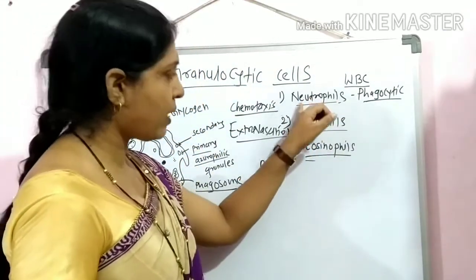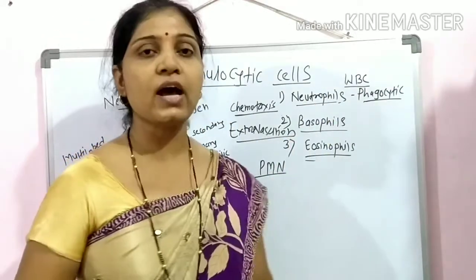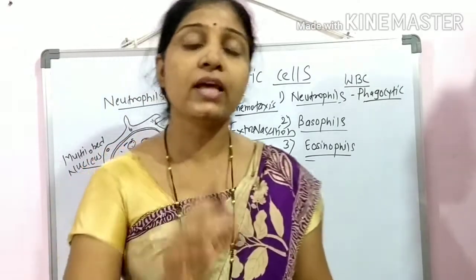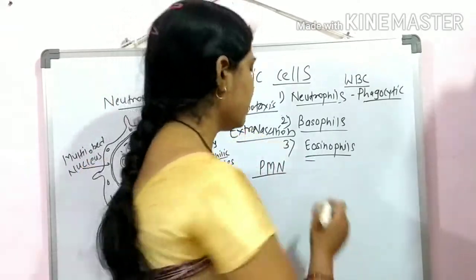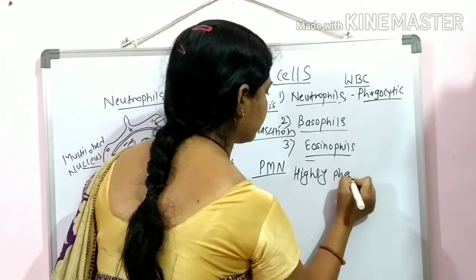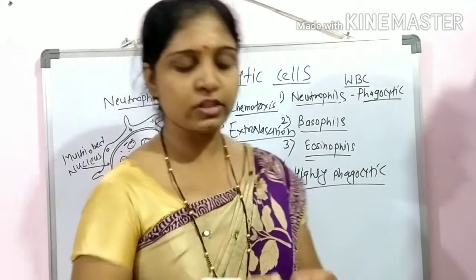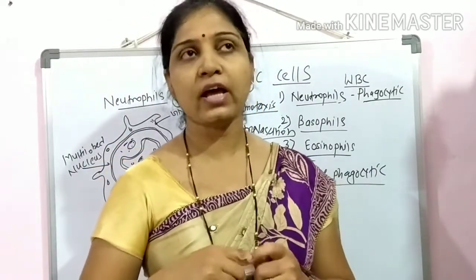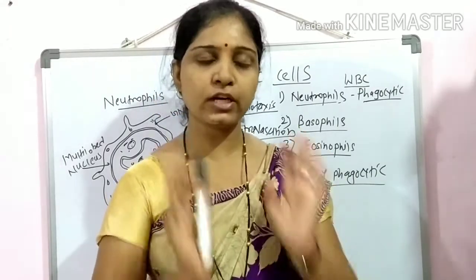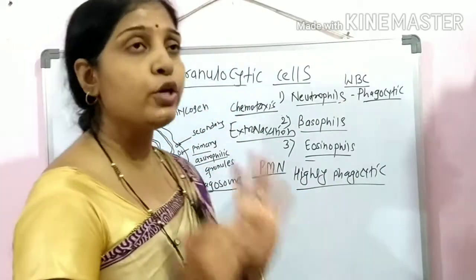Now the second point about the neutrophils: they are highly phagocytic in nature. They have more phagocytic activity than the natural killer cells. Due to that, they also show a higher rate of the respiratory burst, that is the oxygen dependent killing of the ingested microorganism. So this is the information about the neutrophils.